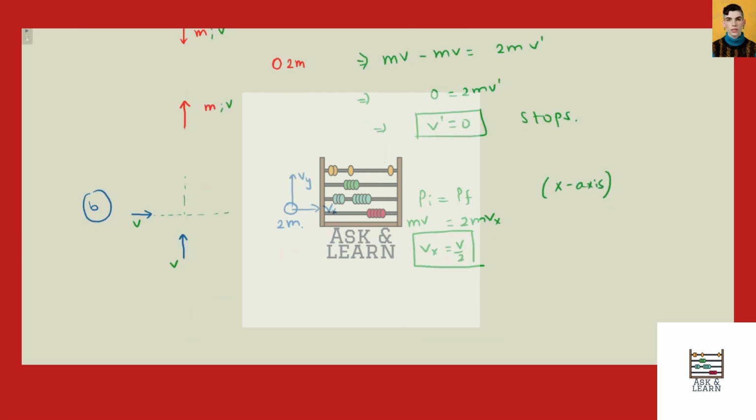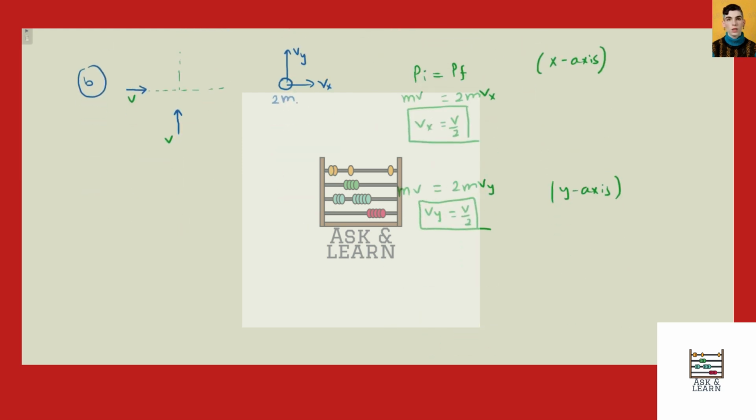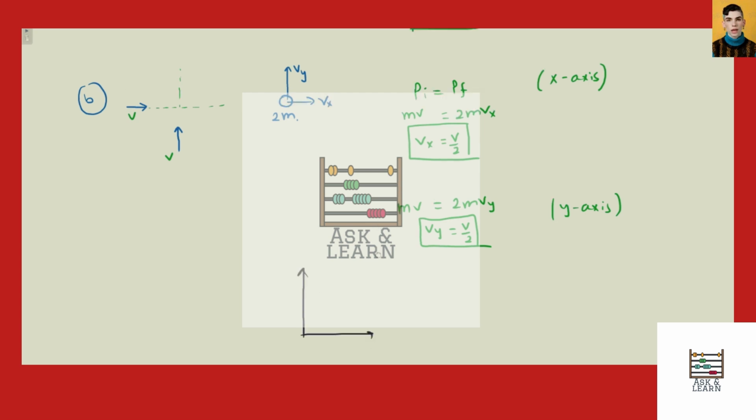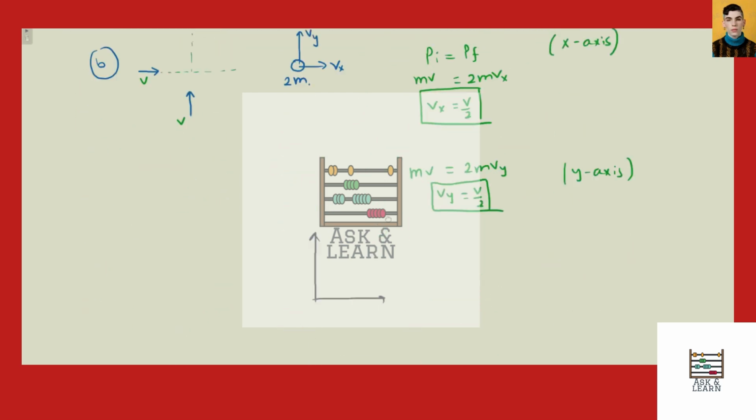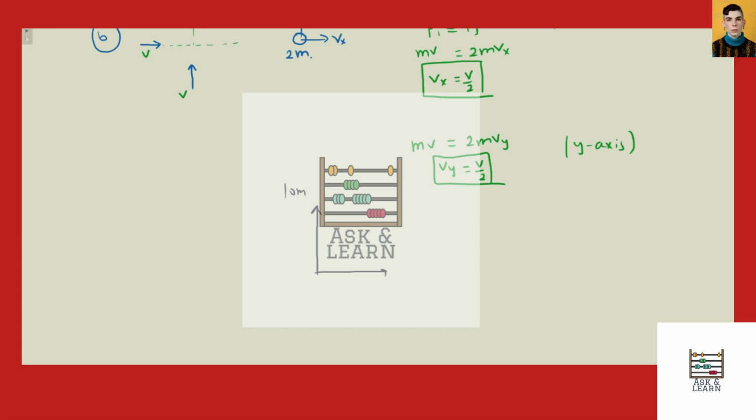And likewise, towards the y-axis, we are going to use the same equation, because again we have mv, because this is also moving with the velocity of v and I have a mass of m, and this is going to be equal to 2mvy. So vy is going to be again v over 2. So the final velocity after the collision looks like v over 2 in this direction and v over 2 in this direction, and v is 20. So 20 over 2 is 10. So it's moving with 10 meter per second and 10 meter per second. Since both are the same, the angle between them is going to be 45 degrees.